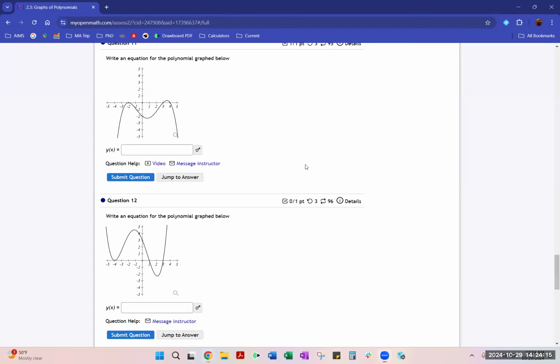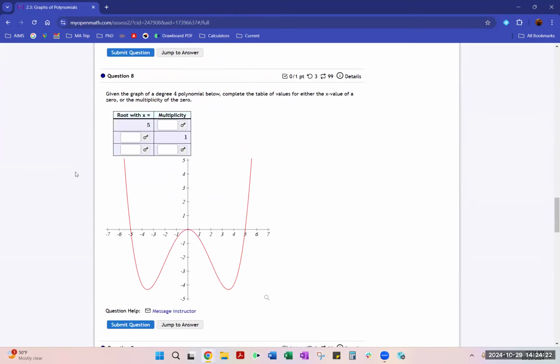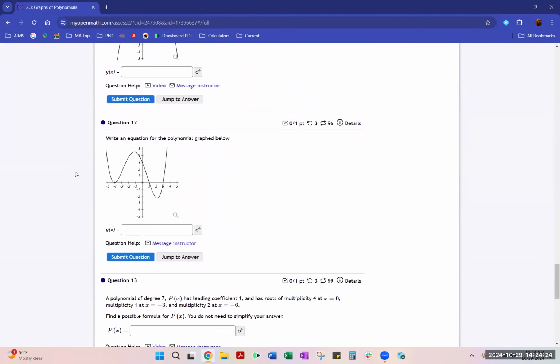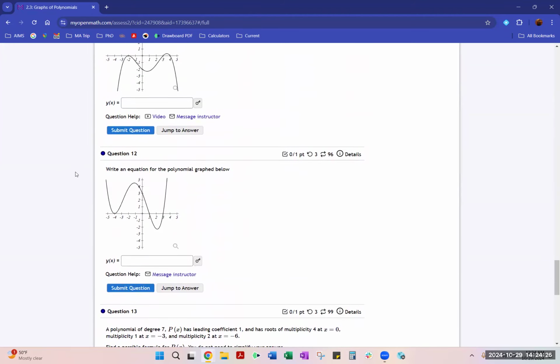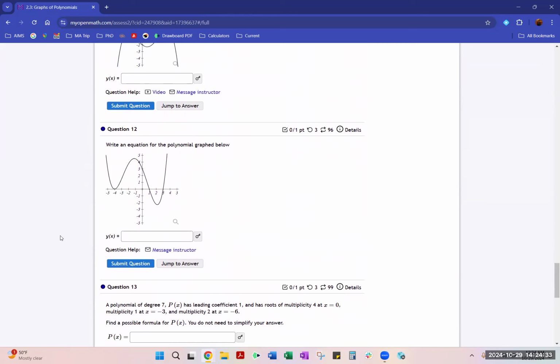All right, guys. So here is just a different example. We're still in section 2.3 from our college algebra course. Let's take a look at number 12. I wanted to show you another example where what happens if your graph was actually touching and not crossing the x-axis. How would you go about solving that?